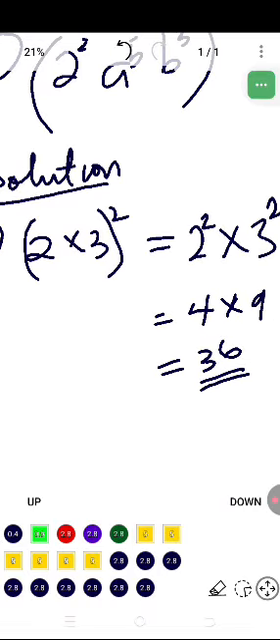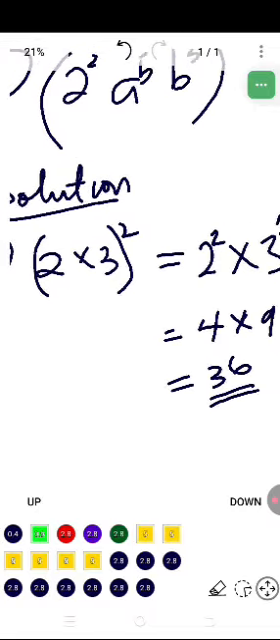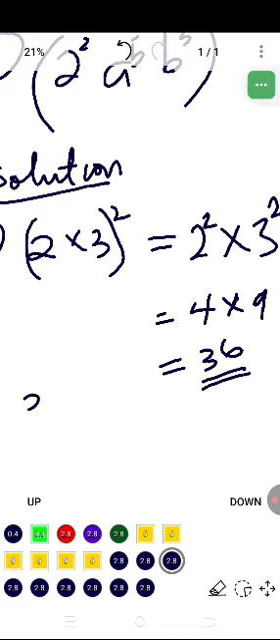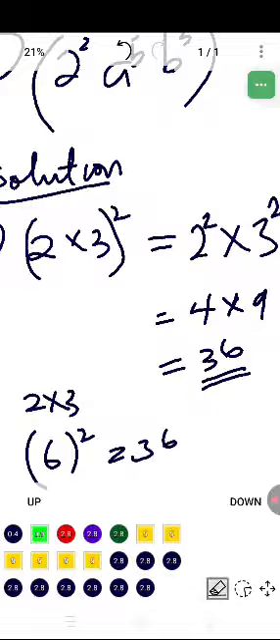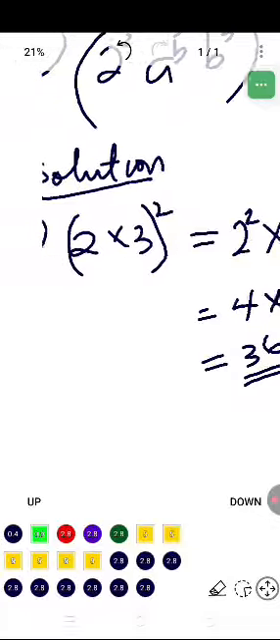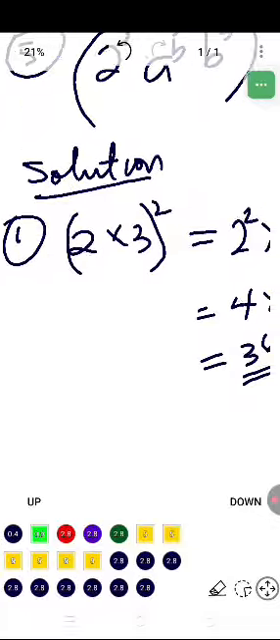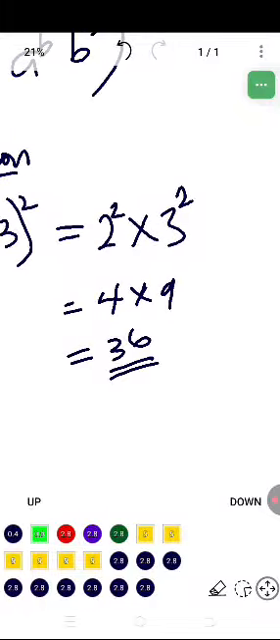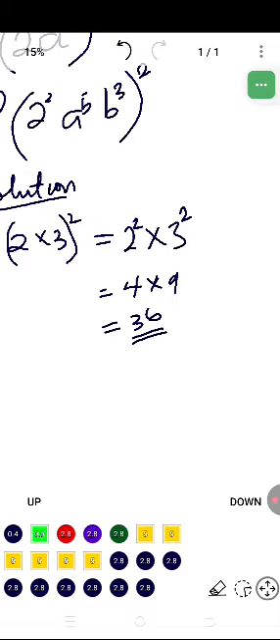Now, though we can solve this without applying the law of indices, we just have 2 times 3, which is equal to 6. Then you have 6 raised to power 2, and that is 6 times 6, which is 36. But we are just looking at the law of indices. So when you have (2 times 3) raised to power 2, it's the same thing as 2 raised to power 2 times 3 raised to power 2.